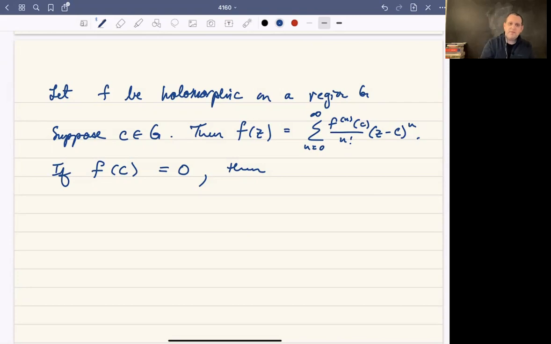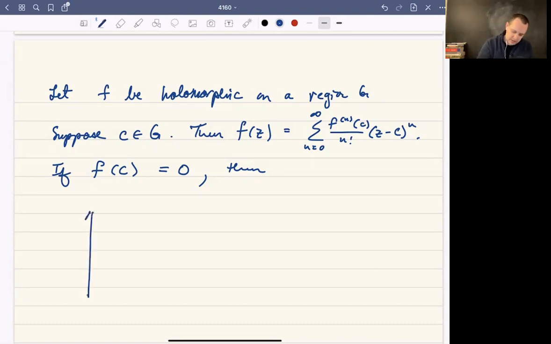But if you have a function f that's holomorphic on a region G, remember holomorphic, we now know, is synonymous with analytic. That means there's a power series representation, namely a Taylor series representation of f. So let's say f is holomorphic over a region. We pick a point c in the region, and then we can write f as a Taylor series centered at c. It's got some radius of convergence.